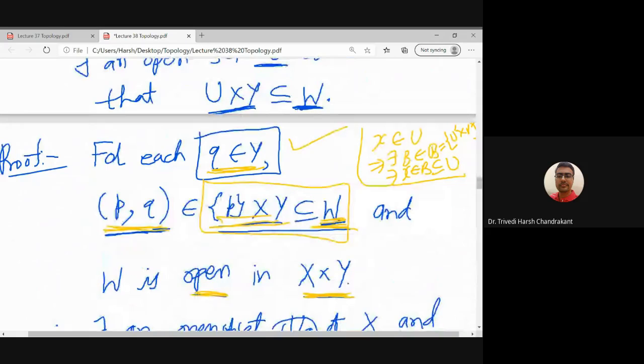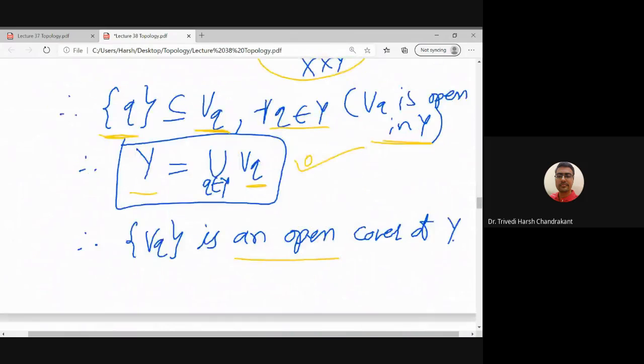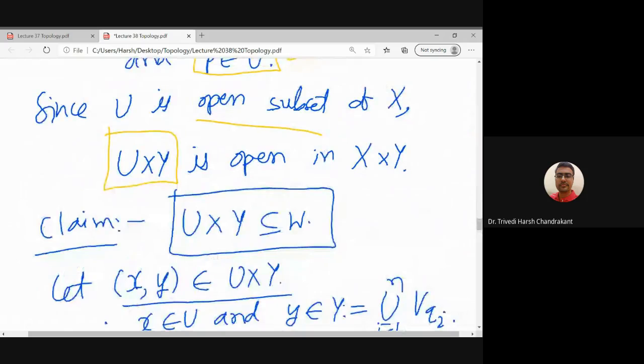They are of this form, right? U' cross V', where U' is open in X and V' is open in Y. So U cross V is a basic open subset of X cross Y in the product topology. So therefore it is open, and the last thing which we want to prove is that U cross Y is a subset of W.